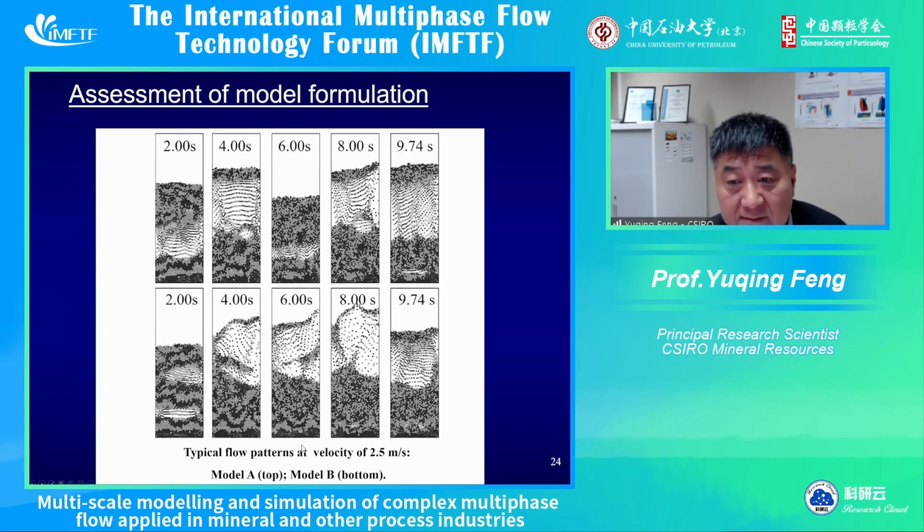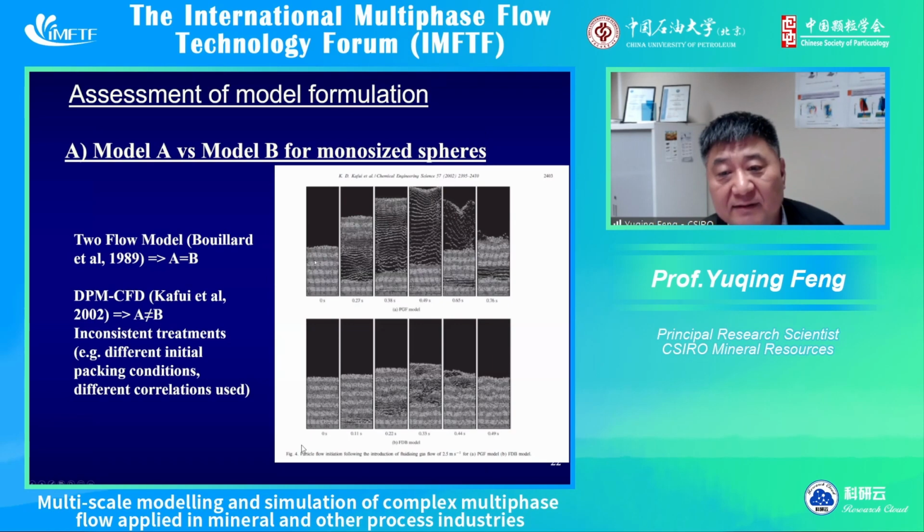Why is there the difference he found? His initial packing: his Model A used a slightly dense packing, while Model B used a relatively slightly loose packing. This small difference gives the different results.